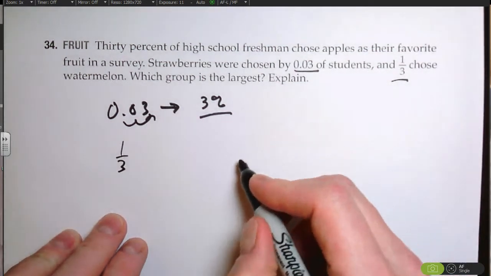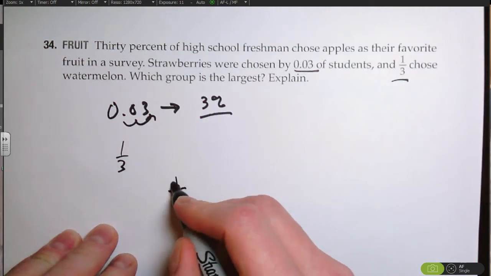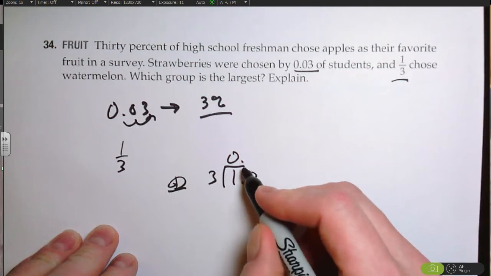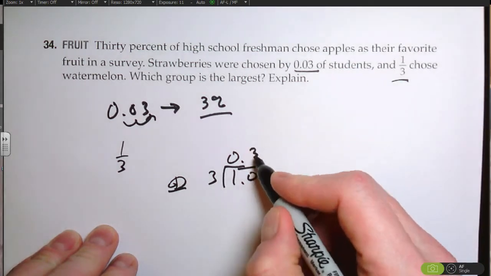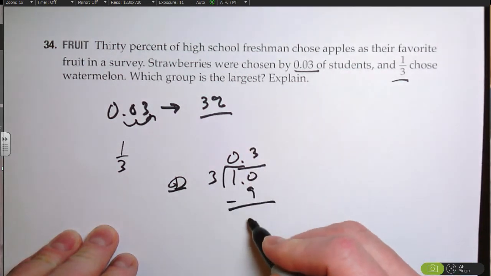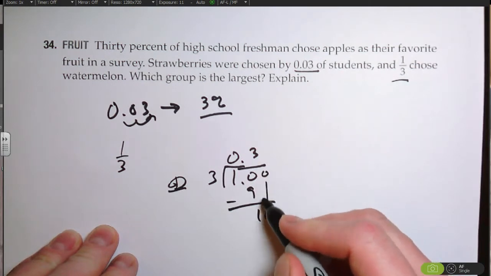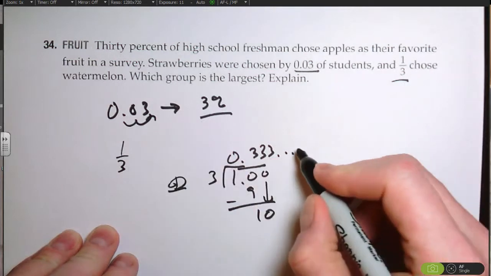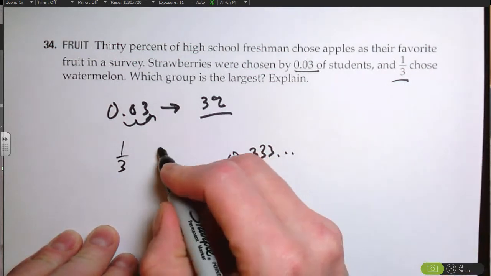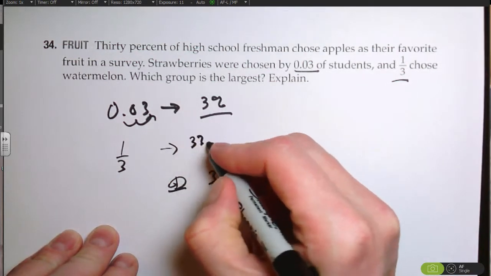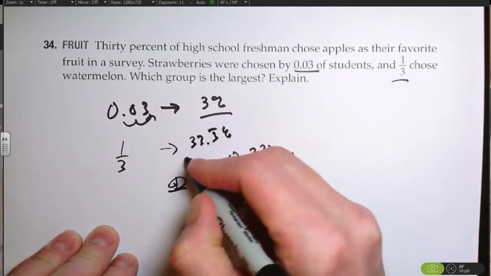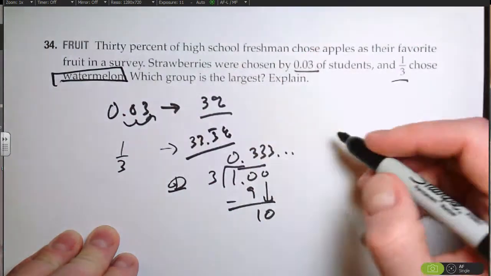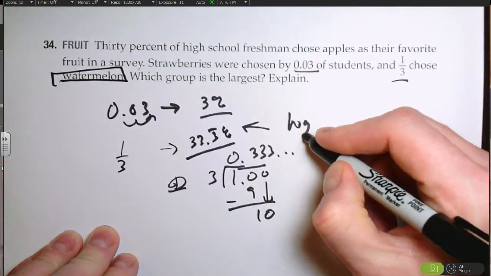Well, 1/3, if I divide 1 by 3, goes into it 0 times. But it does go into 10 3 times. And then hopefully you would catch, oh hey, this is just going to repeat. So this is 0.33333, which is 33.3 repeating percent. So which one's more popular? Watermelon. Why? Higher percent.